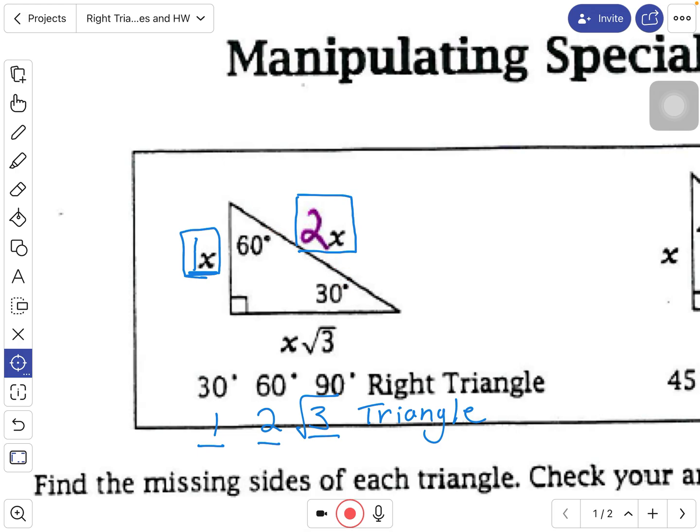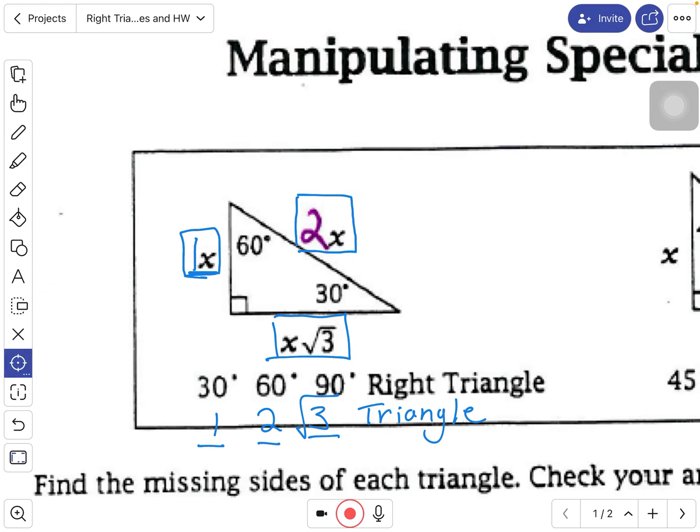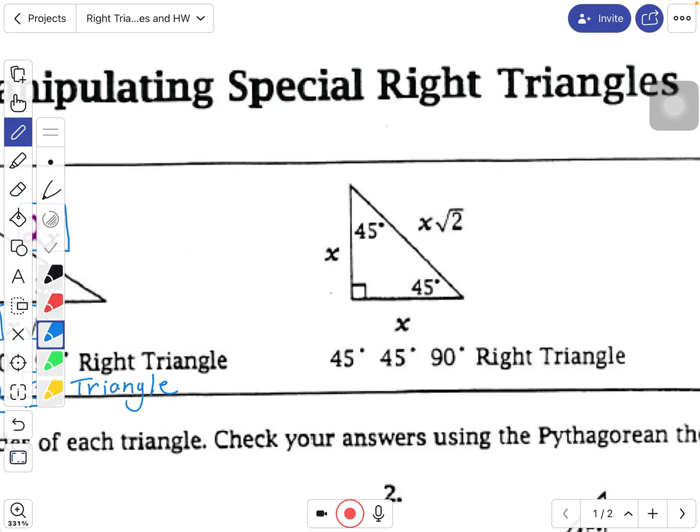Furthermore, if you really wanted, we could take these sides and do a squared plus b squared, and it would indeed give us our hypotenuse squared, or 4x squared in this case. So it's for that reason I call this triangle the 1, 2, 3 triangle, or you could call it the 1, 2, square root of 3 triangle. Any way you slice it, you're going to want to dedicate these special side ratios to memory. On to our next very special right triangle.